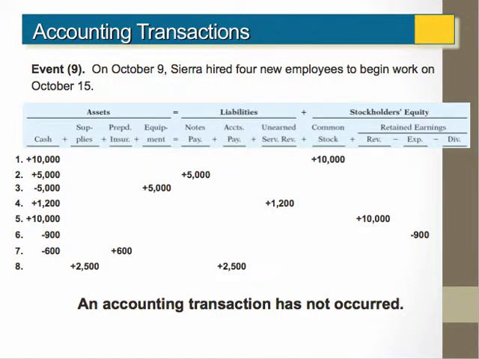The next event, on October 9th, Sierra hired 4 new employees to begin work on October 15th. The event of hiring an employee does not affect the financial statements. The employees haven't done any work yet. All they've been is hired. Once they perform services for the company, then the company owes the money. But just the mere fact of being hired, we do not recognize the transaction.